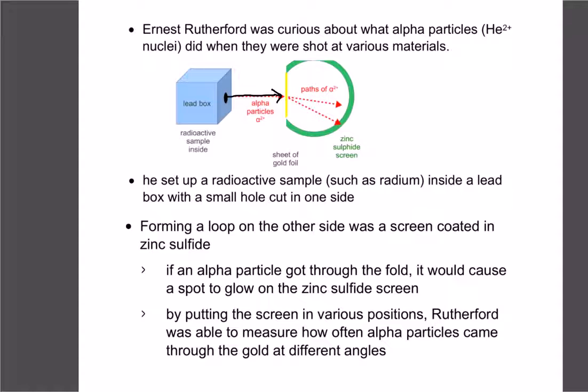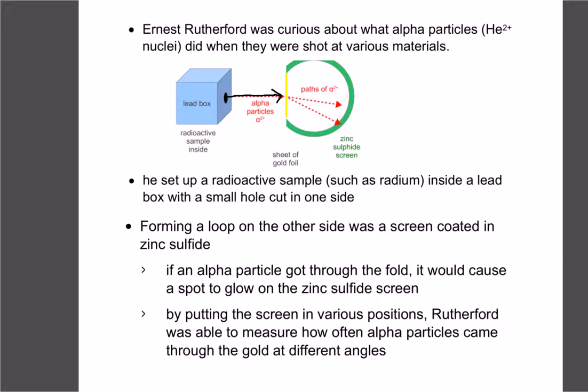Picture it like the aluminum foil you'd have in your house, but made of gold. Gold can be made really thin into a foil, and we know it's fairly dense in terms of its number of protons and so on. So with the alpha particles being shot at the gold foil, he found some really strange results. Once they hit the gold foil, he could see what path the alpha particles were taking.